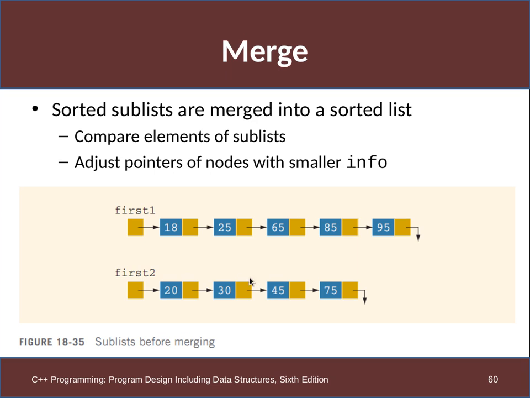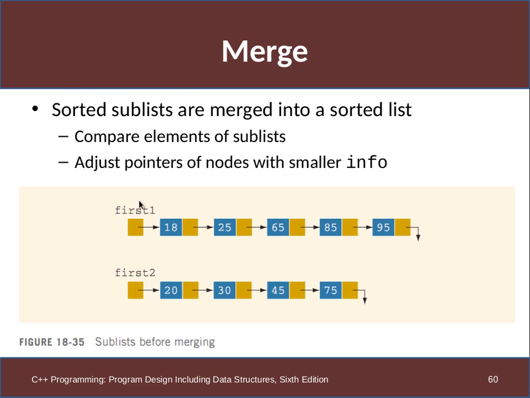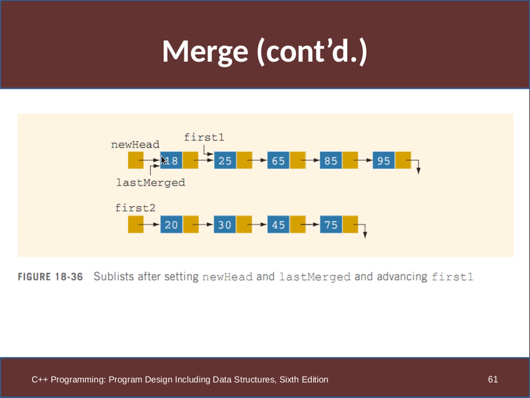But let's go ahead and take the idea of merging 2 linked lists. Merging 2 sublists that are linked lists. You have a first pointer, second pointer. Do they show you what happens? Oh, okay, great. So what they're going to do is have new head point to what's less, which is the 18, and then increment first.